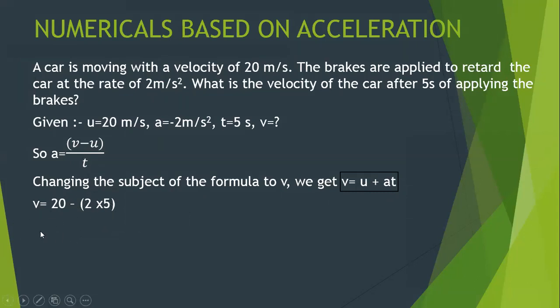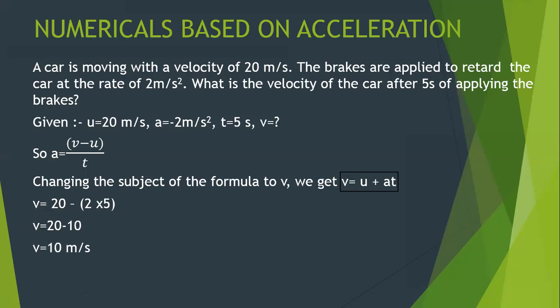Okay, and what we get? 20 minus 2 into 5 is minus 10. So 20 minus 10, and your velocity comes out to be 10 meter per second. So what's the velocity? The velocity is 10 meter per second. Clear, class? No, the answer will not be negative, beta. The answer will be positive.